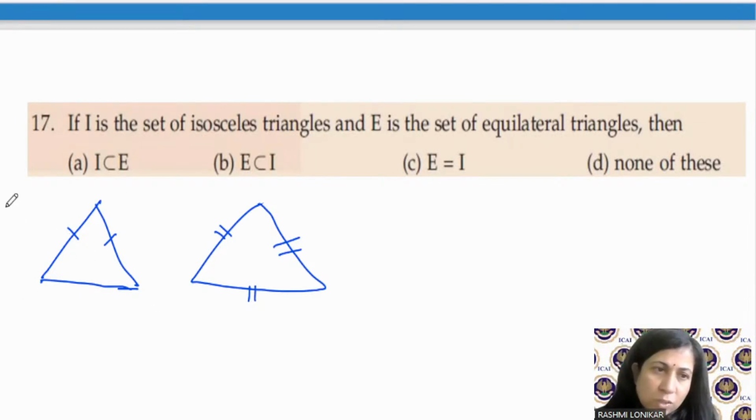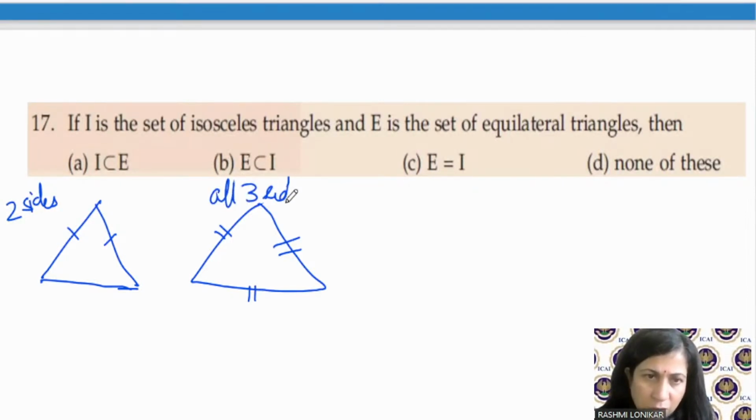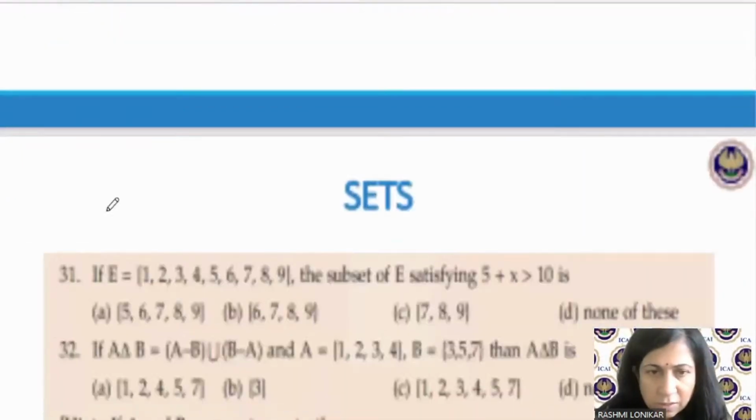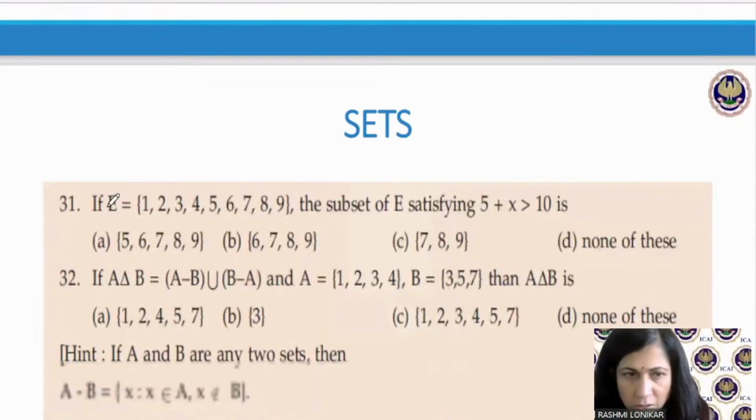Here only two sides are the same. Two sides are equal. Here all three sides are equal. So this is a special case of this. So E is a subset of I. Okay, E is a subset of I.